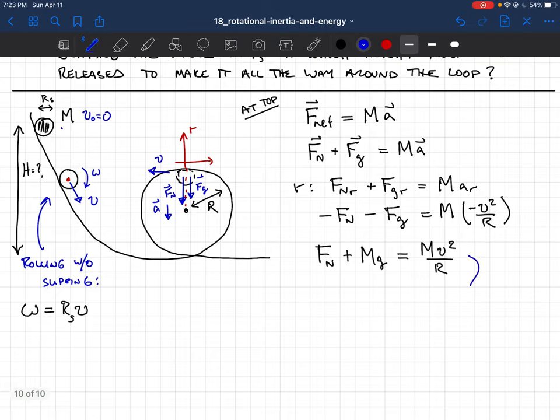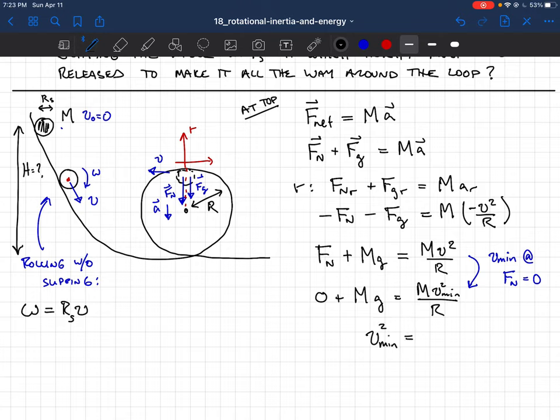So we write that out by saying that v min is at Fn equal to zero. So we can say Fn is zero, and then we have mg is equal to m v min, the minimum possible speed at the top, squared over r, which means that v min squared is, if we divide both sides by m and multiply both sides by r, g times r, or v min is equal to the square root of gr. There. So that's the circular motion problem that tells us the necessary speed that we need at the top in order to get all the way around.